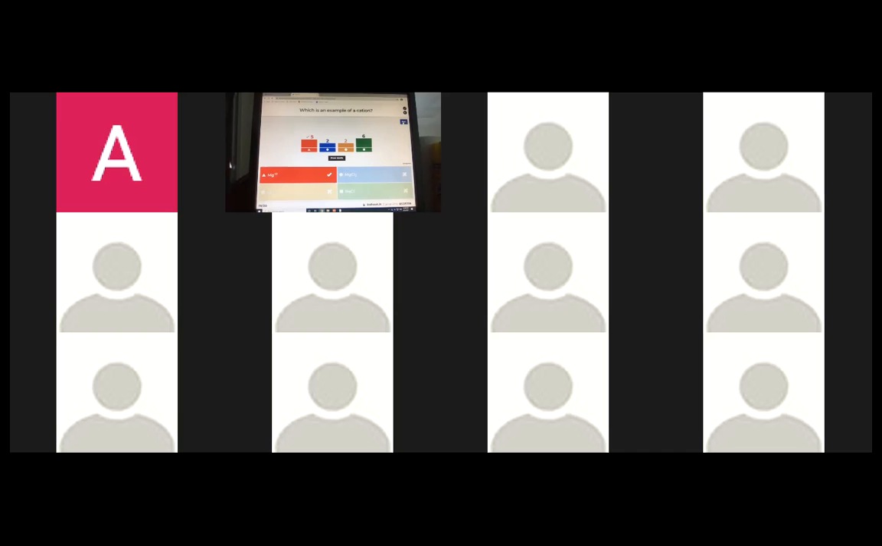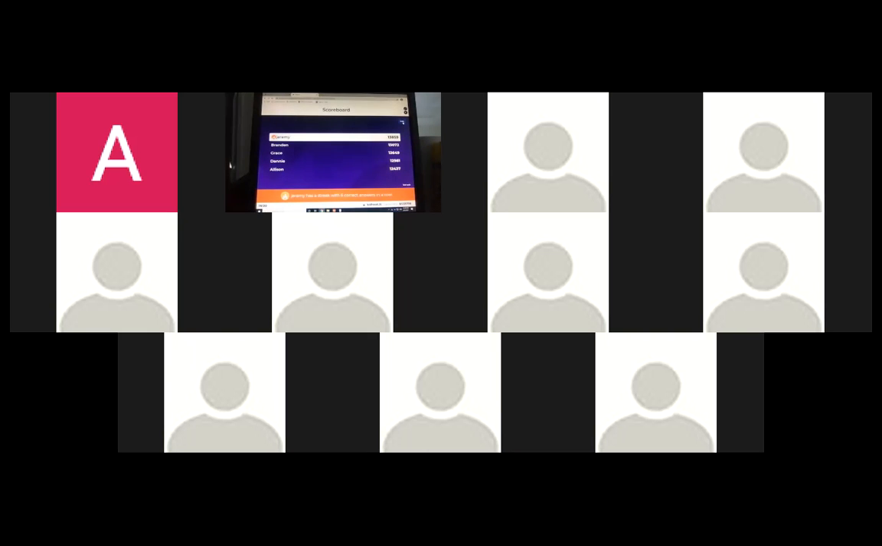Let's see, NaCl, it's an ionic bond that creates NaCl. But NaCl itself is not an ion. So if the Na and the Cl are separated, they become ions. But when it's bonded, it's a molecule and not an ion anymore. All right.